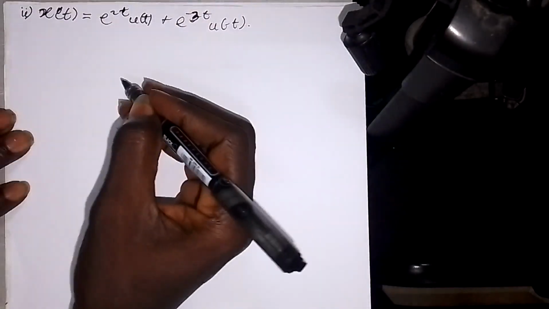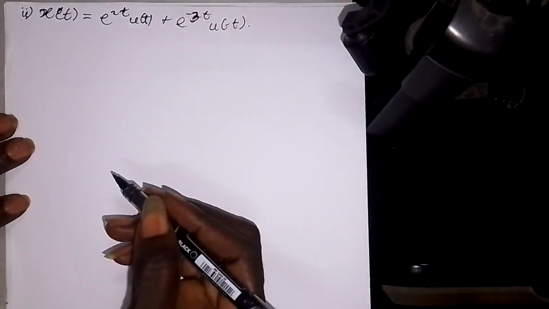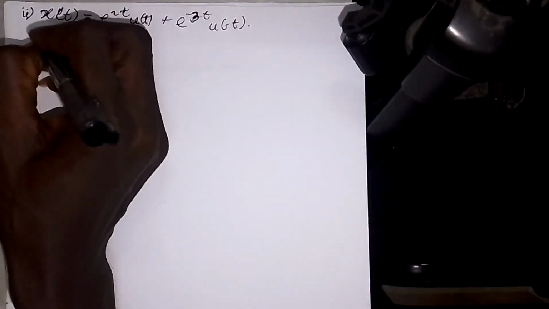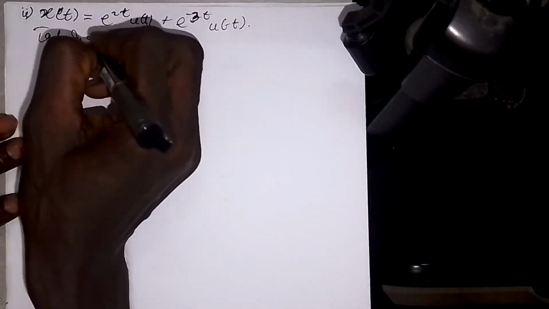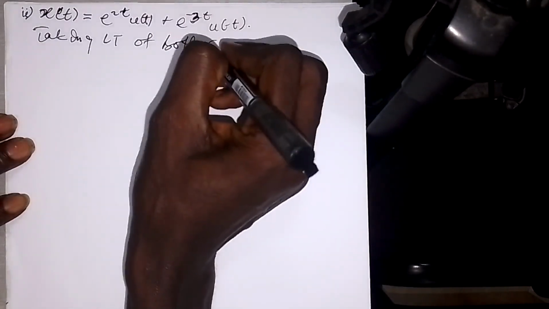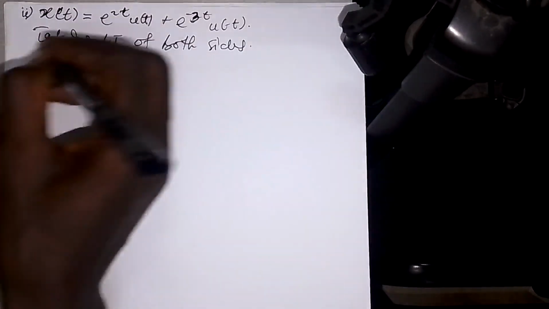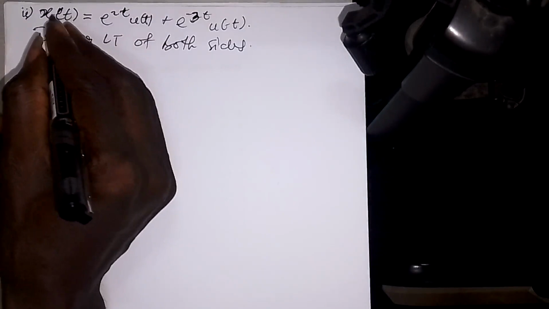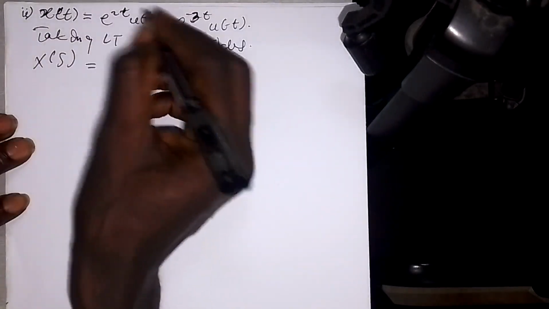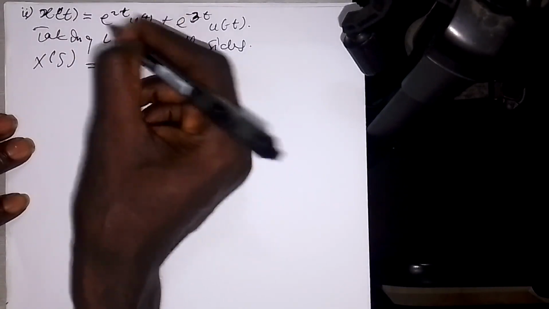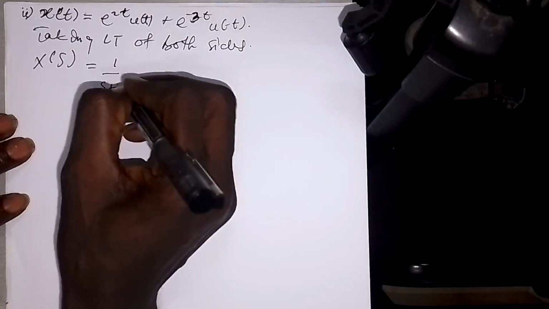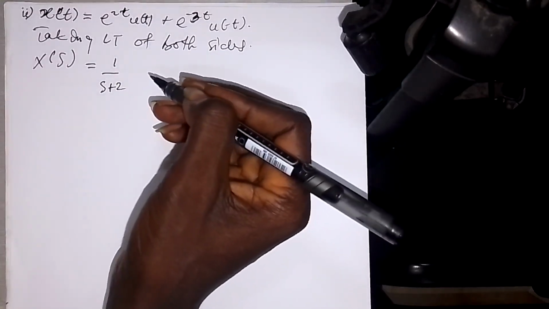For this second question, we can solve it straight away. If we take the Laplace transform of both sides, then if I take the Laplace transform of x of t, I'll get x of s. If I take the Laplace transform of this particular part, I'm going to get 1 over s plus 2.